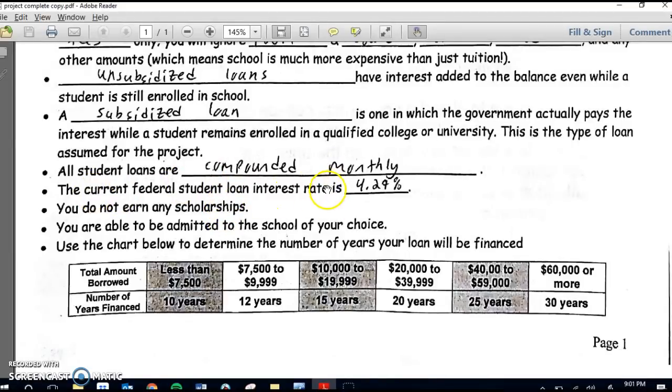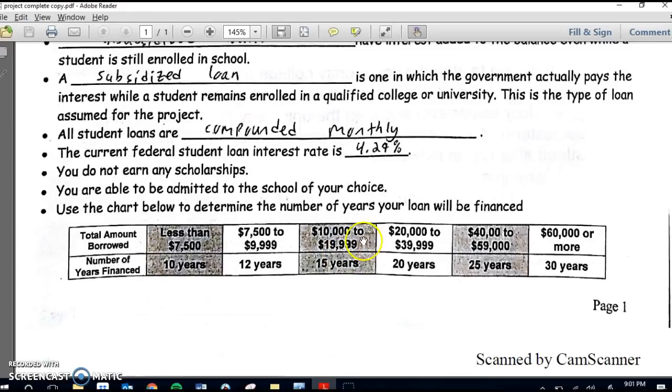And then we're going to use the federal loan interest rate of 4.29%. So that's going to be our R. We're also going to assume that you don't earn any scholarships. Hopefully that's not the case, but that's what we're going to assume for this project because that would add a whole nother complication to it. We're also going to assume that you can get into whatever school you want.